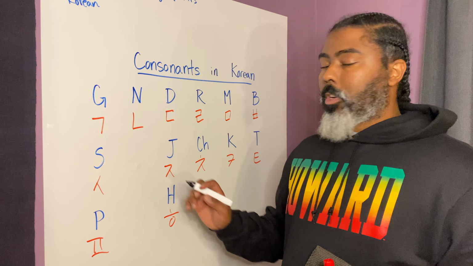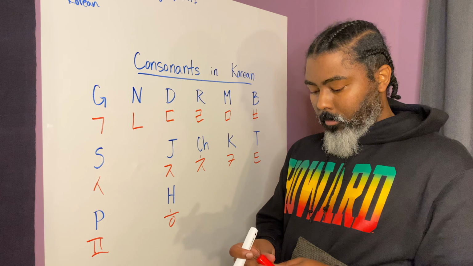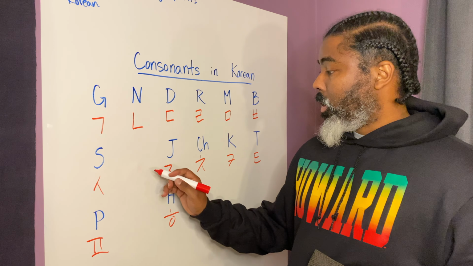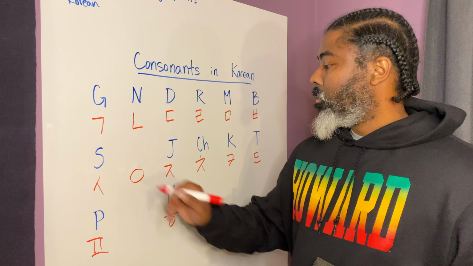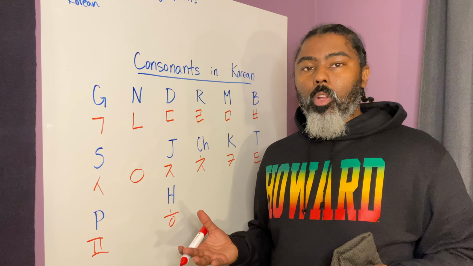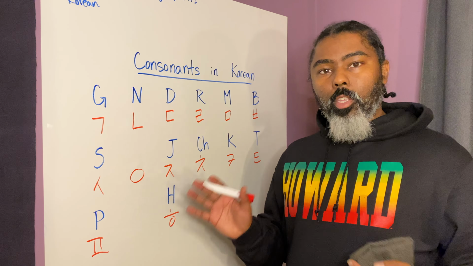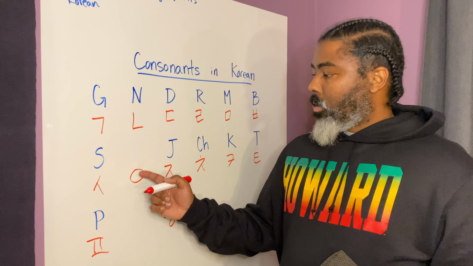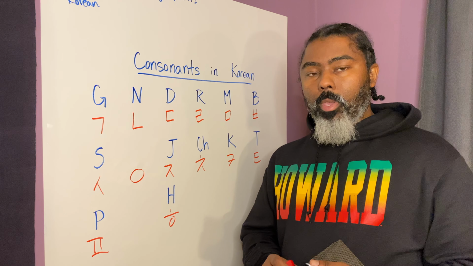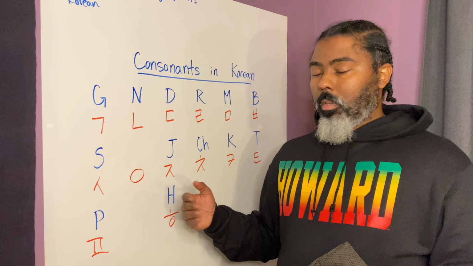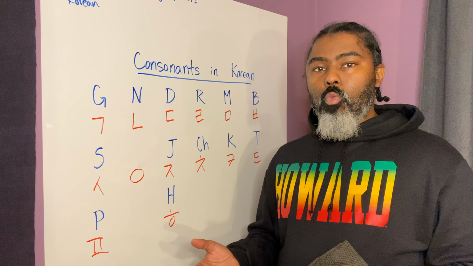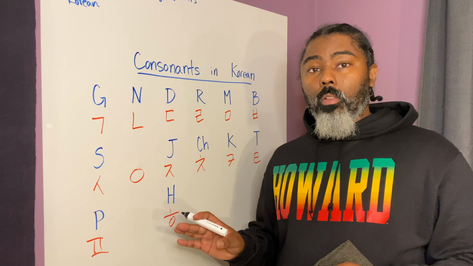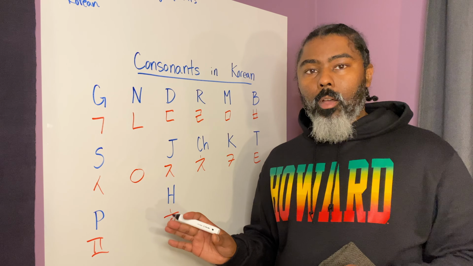Now, in the Korean language, first, I will write it in Korean. Okay, it's a basic circle, a sphere, it's round. Some of you may call this a cipher, okay? Now, this symbol here can be read in two ways. One, it can be read as nothing at all. So that means that there is no sound.